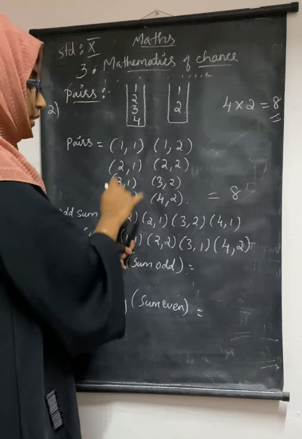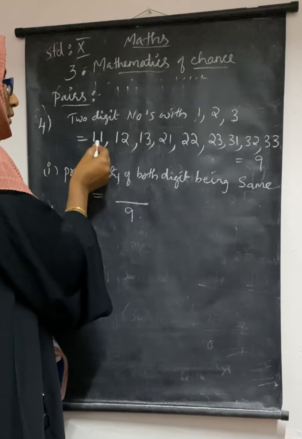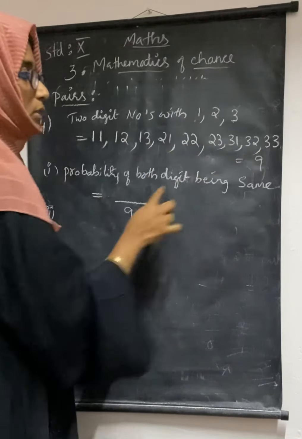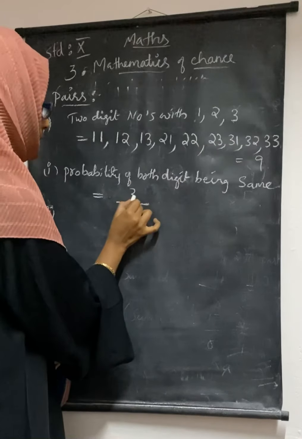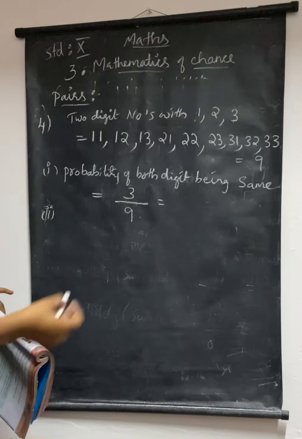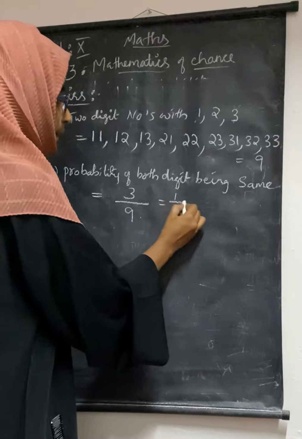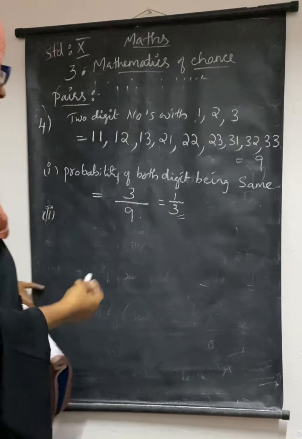Probability of both digits being the same means, what is the total number we have chosen here? 9. Both digits being the same means the same number: 1, 1, 11, 22, 33. So how many? 1, 2, 3. So 3 by 9. That can be made shorter, no? 3 by 9 means 1 by 3. So 1 by 3.